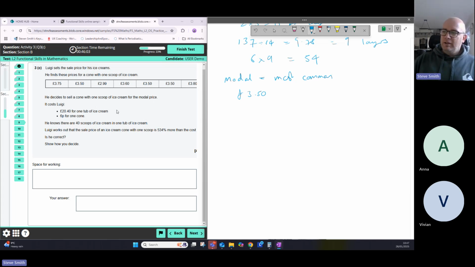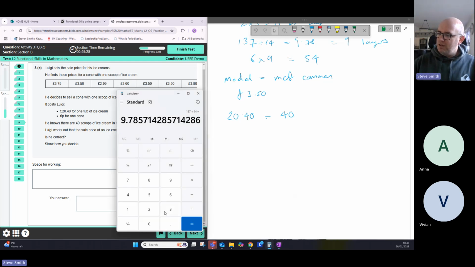But sometimes this bar, I think it costs Luigi £20.40 for 1 tub of ice cream and 6p for 1 cone. He knows that there are 40 scoops of ice cream in 1 tub. So if we go £20.40 divided by 40, we can now find out how much per ice cream scoop he's going to pay. Would I turn this to pence now? Let's do it in pounds and see what happens.